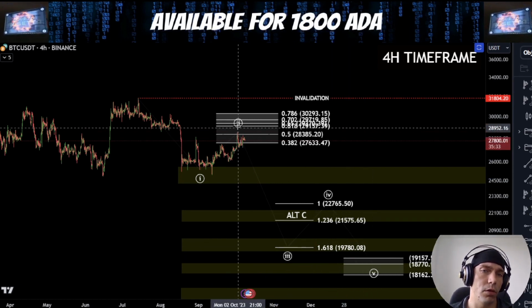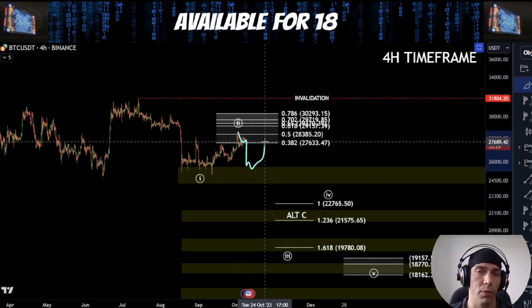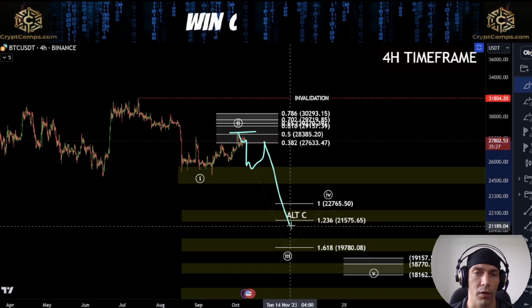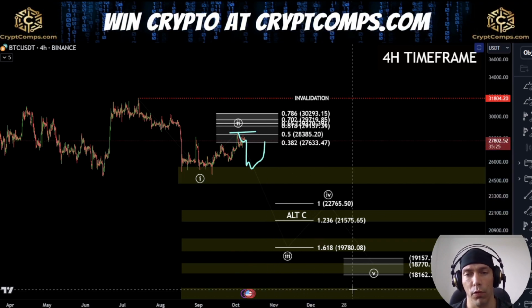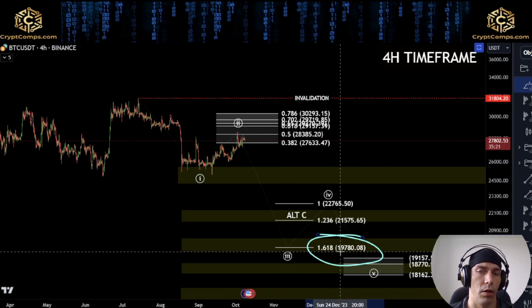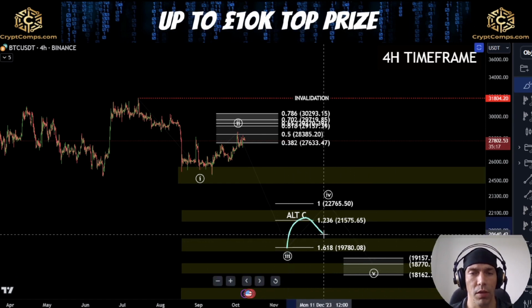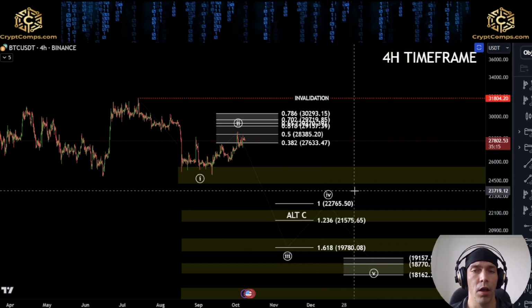So if we do start to see 5-wave structure developing to the downside here, we need to be careful that until we start to break highs, we could start to develop a bigger move to the downside here, looking for this lower target of 19,780. If we do see a price movement down towards this zone, I would be then anticipating a 4th and a 5th looking to play out.